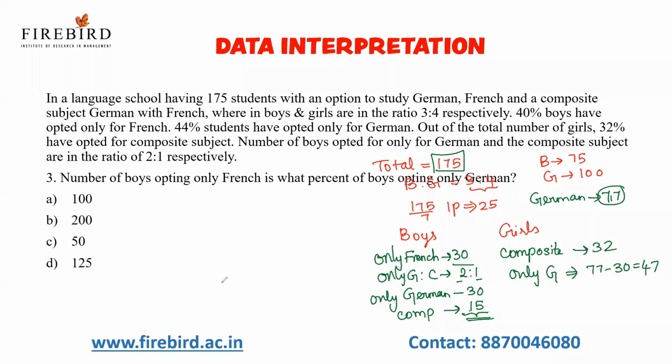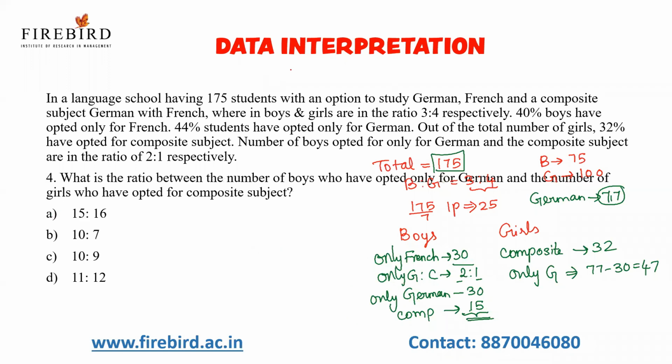The number of boys opting only French is what percentage of boys opting only German? The number of boys opting only French is 30. What percentage of boys opting only German? German is also 30. So 30 by 30 is what? 100. So 100% is your answer. Next.